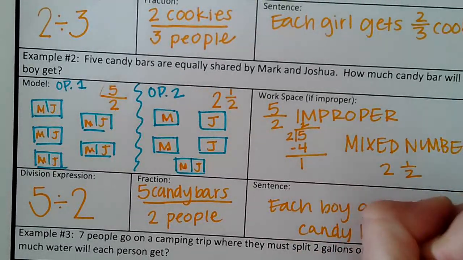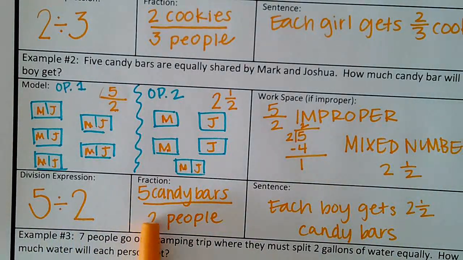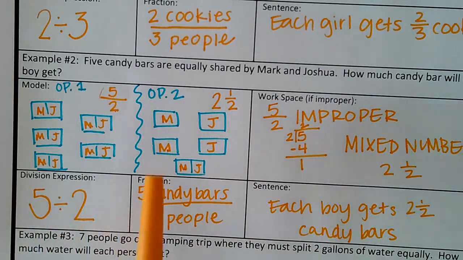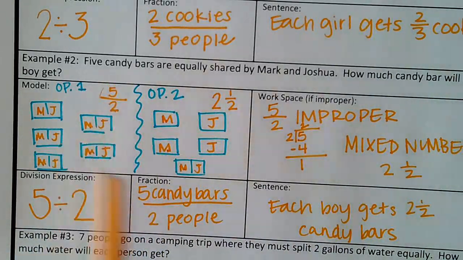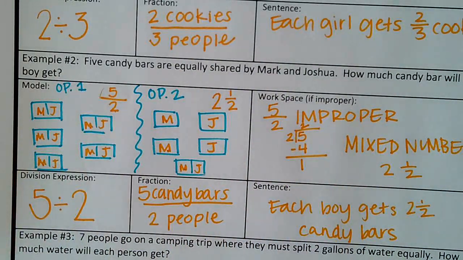So again, I take a look at my expression. I write it as a fraction. It's the same thing. This is all modeling 5 divided by 2. 2.5 is the same as 5 divided by 2.